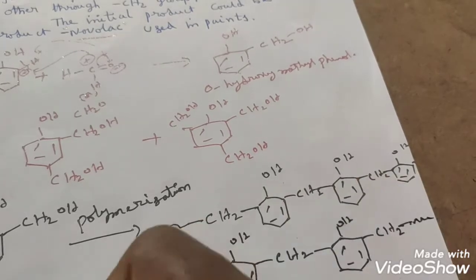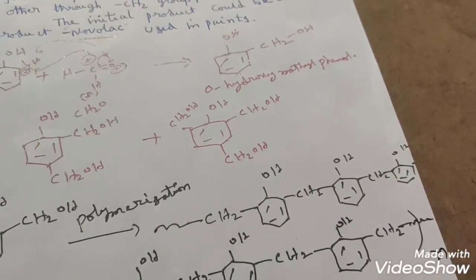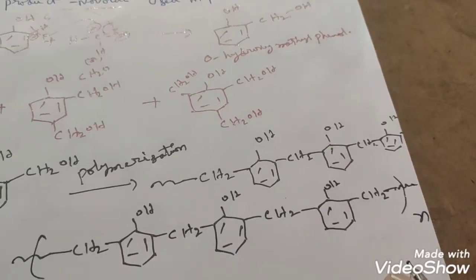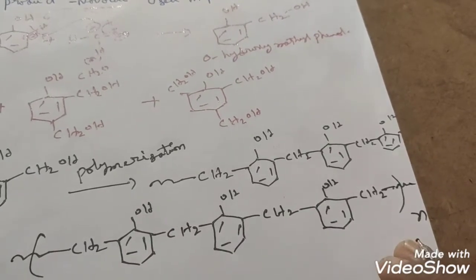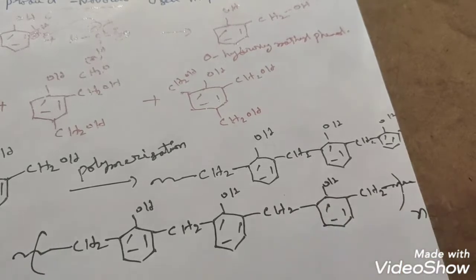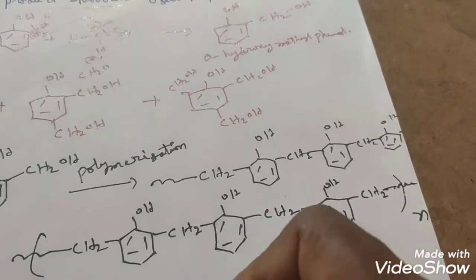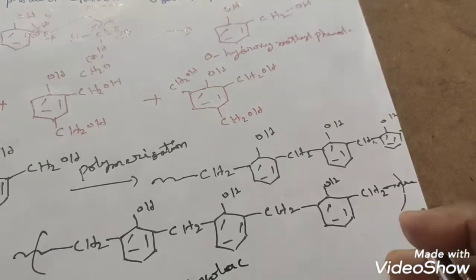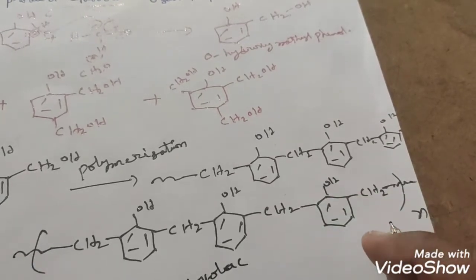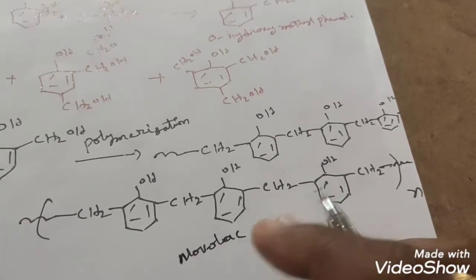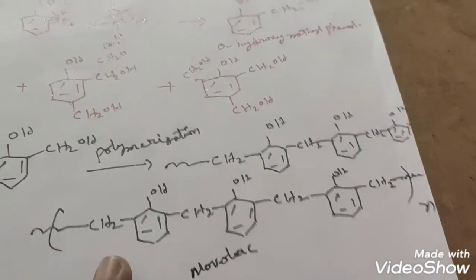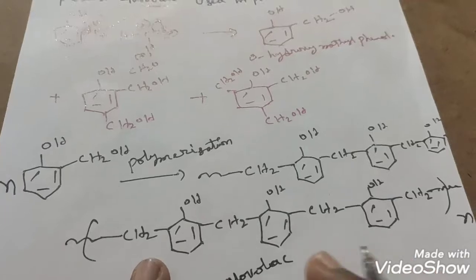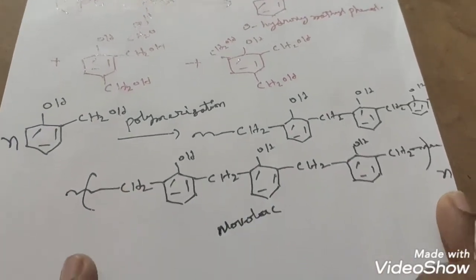This may take place how many times here? n times, because n moles of ortho-hydroxy methyl phenol we have taken, right? So that's why I kept here n times, or else the continuation part you can put. This structure we call as what? Novolac. This you can put n times, because n moles we have taken. The first starting product is what? Novolac we have got. The initial product could be a linear product, Novolac, right? This is a linear product. That is called what? Novolac.